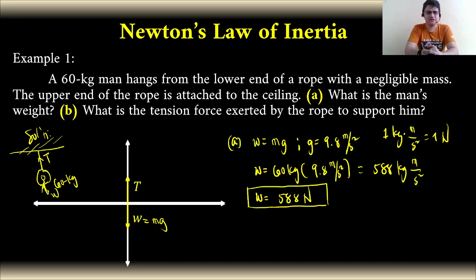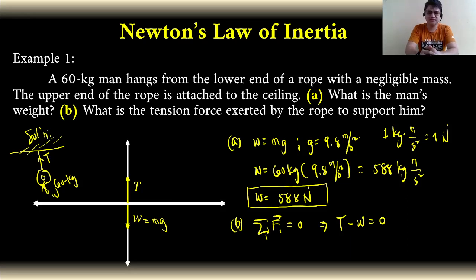Let's try to answer letter B. What is the tension force exerted by the rope to support him? From here, we have to look at the free body diagram. Mathematically, the sum of all forces should be equal to 0. But what are these forces? These forces are the tension force and the weight. So we just have to write it down here. The tension force is positive because it points upward, and the weight is negative because it points downward, and this should be equal to 0.